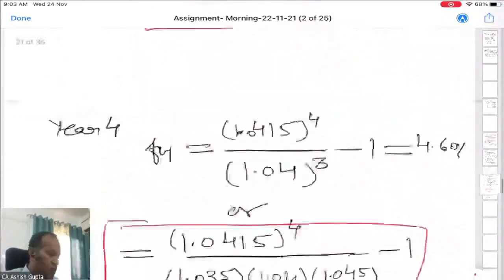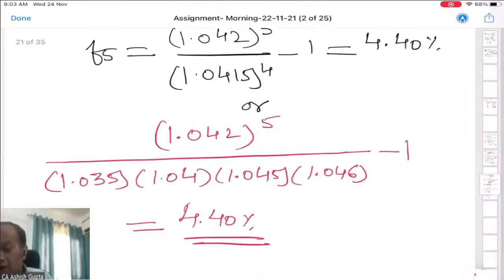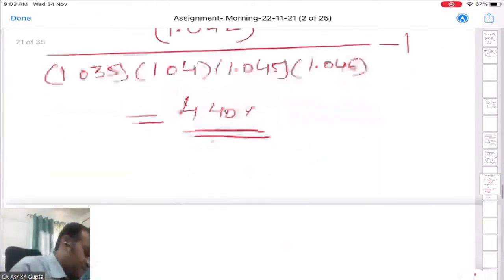Okay, student, so I hope this question is clear to you. Before I come to question number 8, let us first discuss question number 9. And this question is from your examination, question number 9.